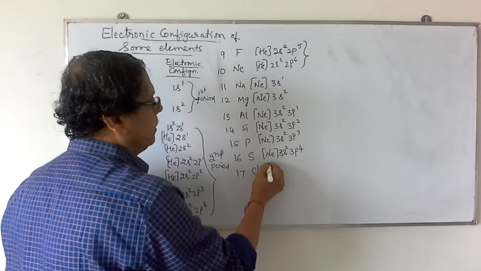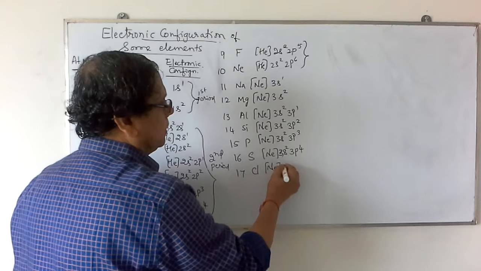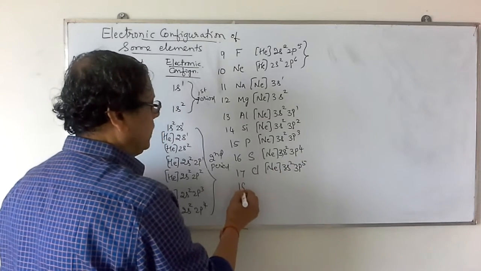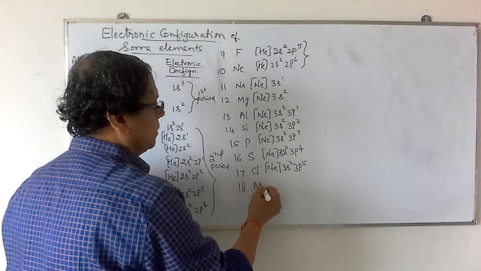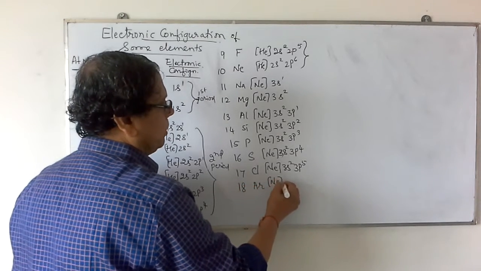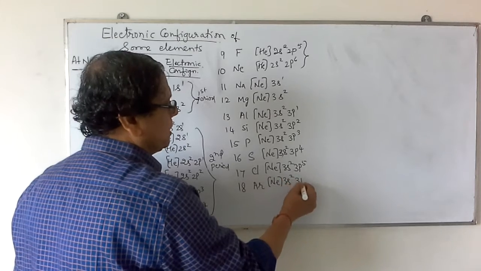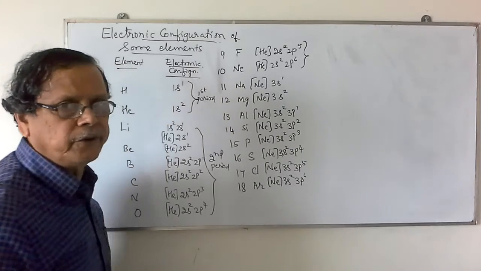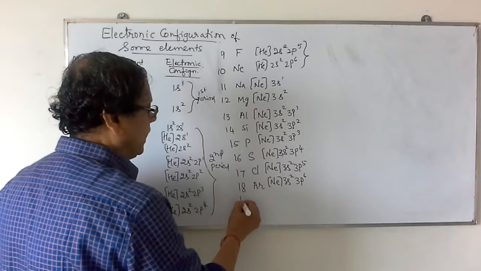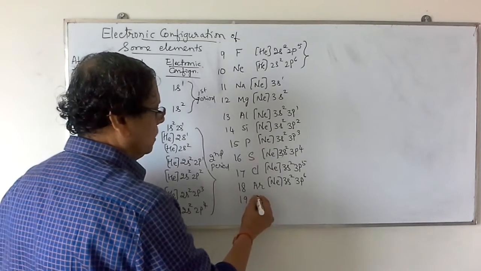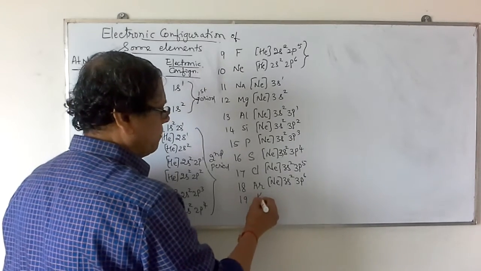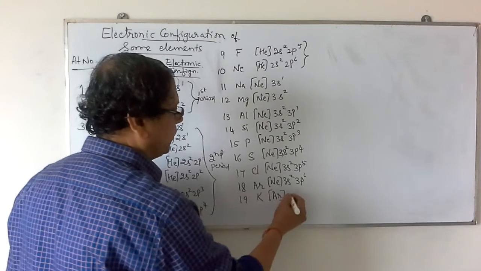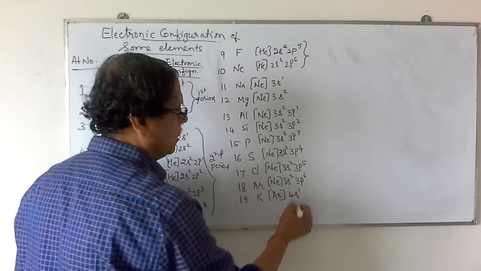17, chlorine, neon 3s2, 3p5. Then 18, argon, it is neon with 3s2, 3p6. So this whole configuration can be written as the neon argon configuration. Then with atomic number 19, we have potassium. We can write the configuration of potassium as argon configuration with 4s1.